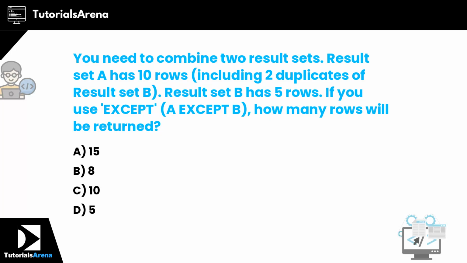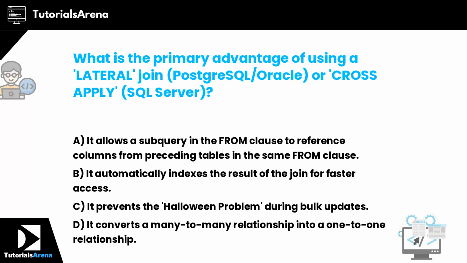You need to combine two result sets. Result set A has 10 rows, including 2 duplicates of result set B. Result set B has 5 rows. If you use A except B, how many rows will be returned? Answer is B, 8. What is the primary advantage of using a lateral join, PostgreSQL/Oracle, or cross apply, SQL Server? Answer is A. It allows a subquery in the from clause to reference columns from preceding tables in the same from clause.